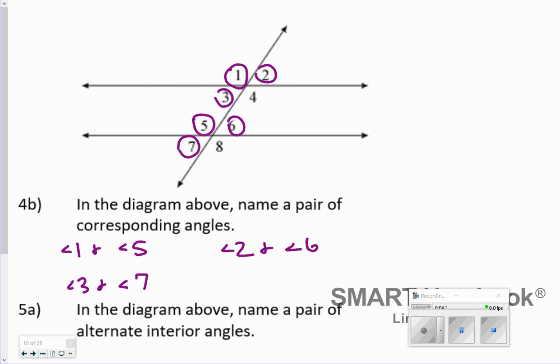And then I could also choose angle 4 and angle 8. You do need to group them with their pair. You only had to name one pair, but these are all correct answers.